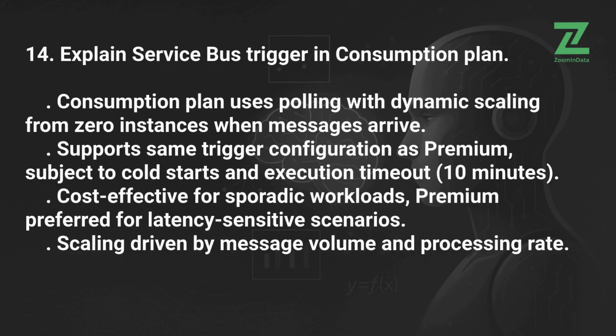14. Explain service bus trigger in consumption plan. Consumption plan uses polling with dynamic scaling from 0 instances when messages arrive. Supports same trigger configuration as premium, subject to cold starts and execution timeout, 10 minutes. Cost-effective for sporadic workloads, premium preferred for latency-sensitive scenarios. Scaling driven by message volume and processing rate.